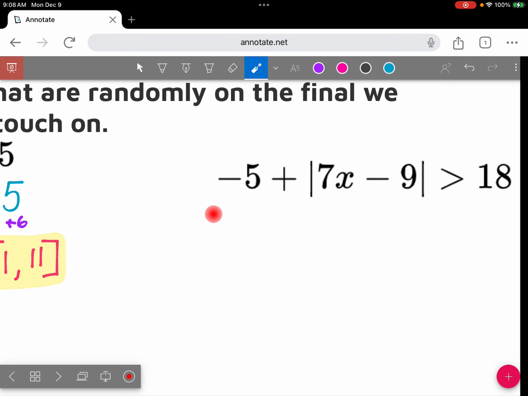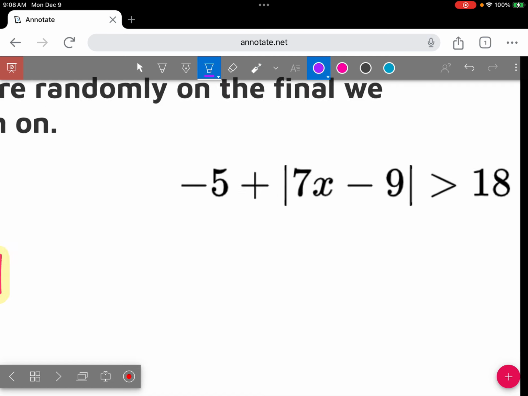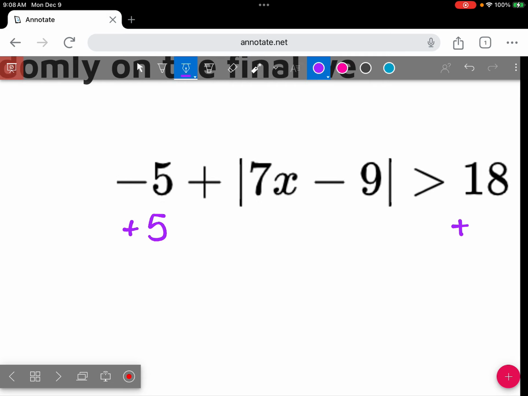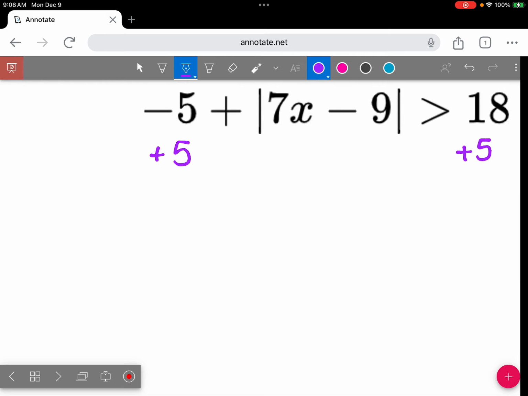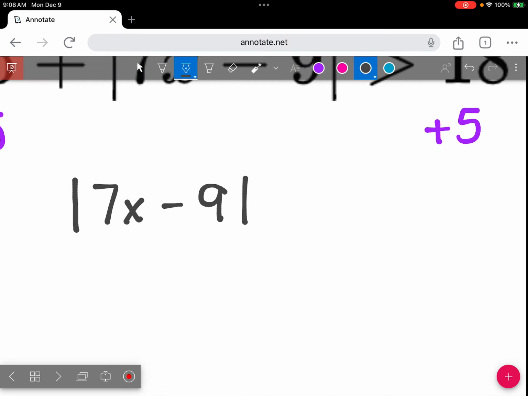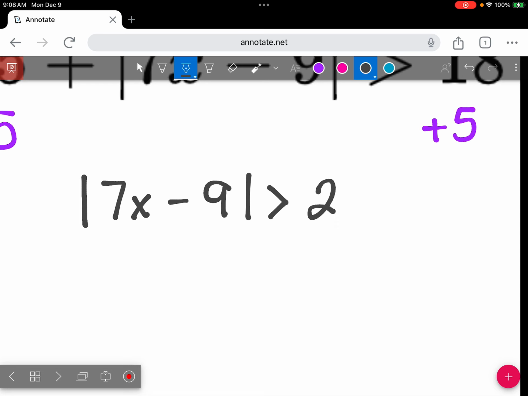So what should we do over here? Add 5 first. Before I try and deal with inequalities, let's add that 5 and get our absolute value by itself. So we're going to add 5 to both sides of this inequality. That's going to give us that the absolute value of 7x minus 9 is greater than 23.